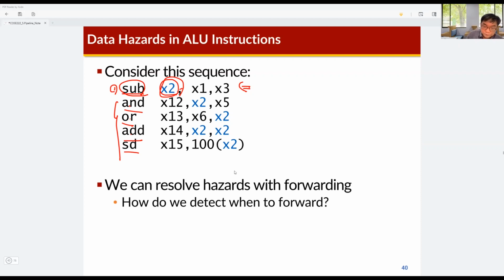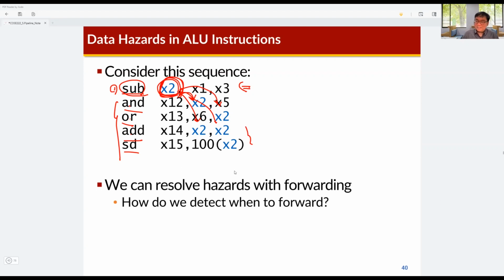Because this instruction is not a load instruction, we can forward the result of the sub instruction to the following instructions. That means we can avoid the data hazard using data forwarding. The data in X2 can be forwarded to the AND instruction, to the OR instruction, and so on.